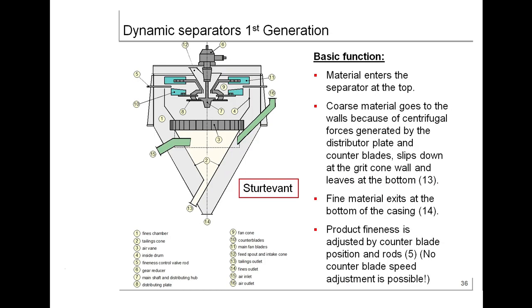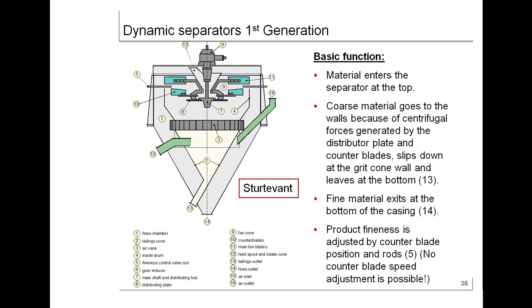Dynamic separators, first generation. Basic function: material enters at the top. Coarse material goes to the walls because of centrifugal force generated by the distributor plate and the counter blades, slips down at the grid cone wall and leaves at the bottom. Fine material exits at the bottom of the casing. Product fineness is adjusted by counter blade position and rods. No counter blade speed adjustment is possible.